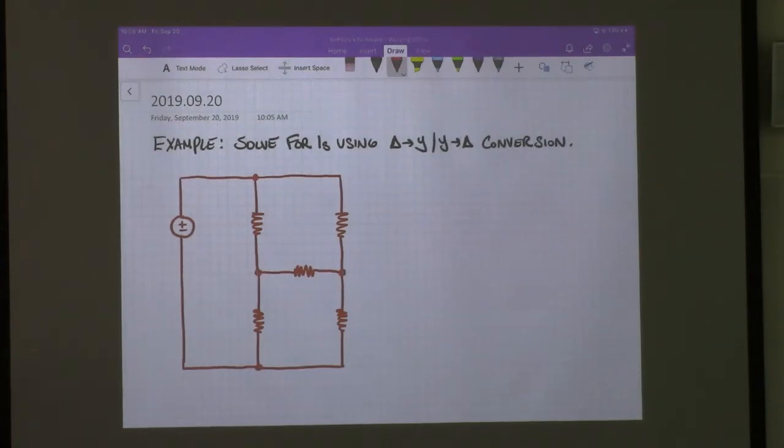So let me label everything here. We have a 12-volt source. It's 12K, 18K, 6K, 12K, 18K, 6K, 4K, 9K. So step one, eventually I'll stop writing this, but for a little while longer I'll keep writing it. Label everything. We want to have names for stuff, so node A, B, C, D.